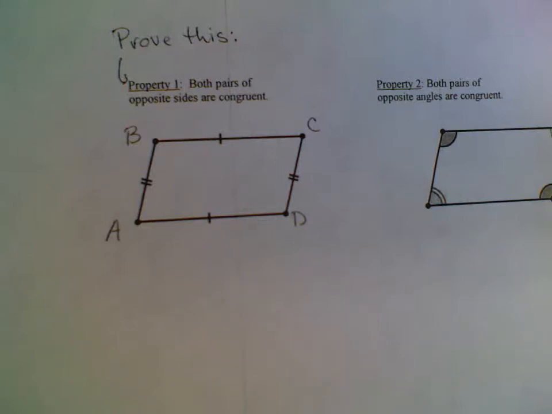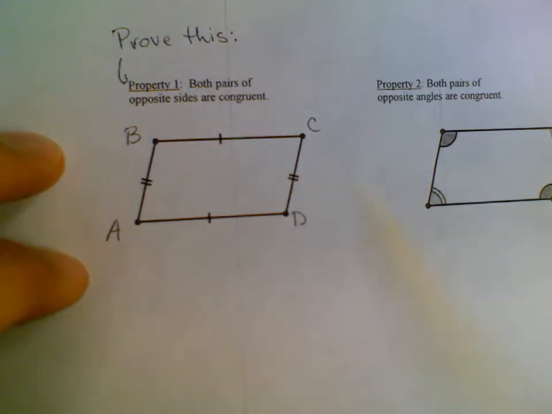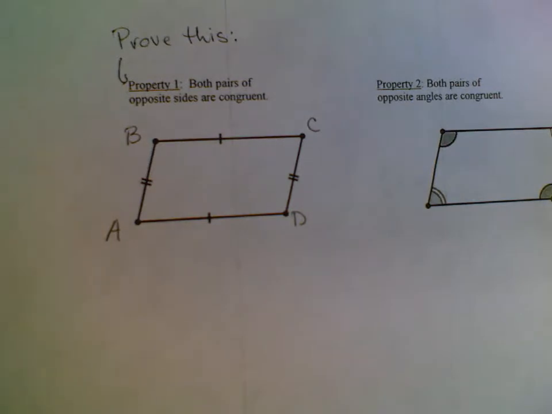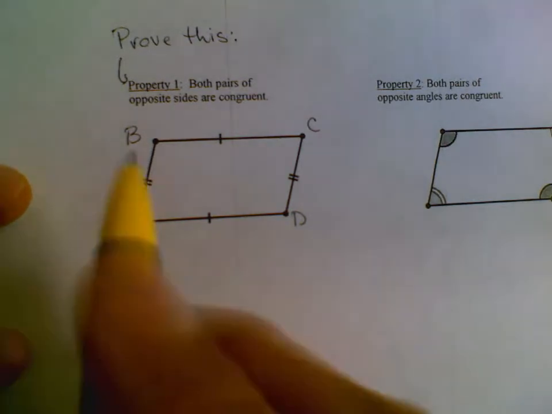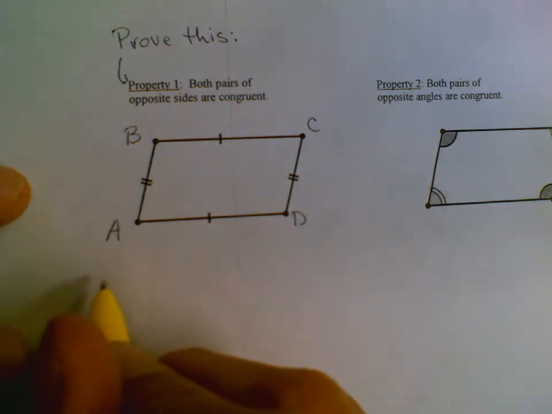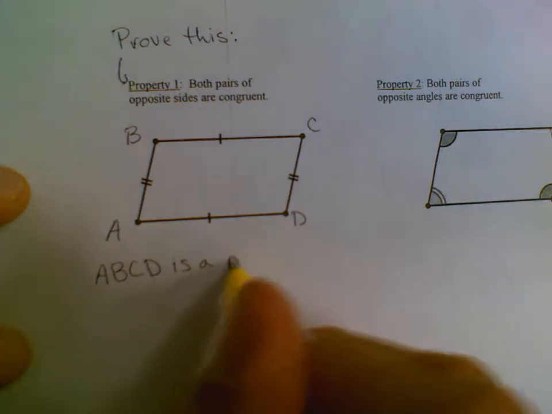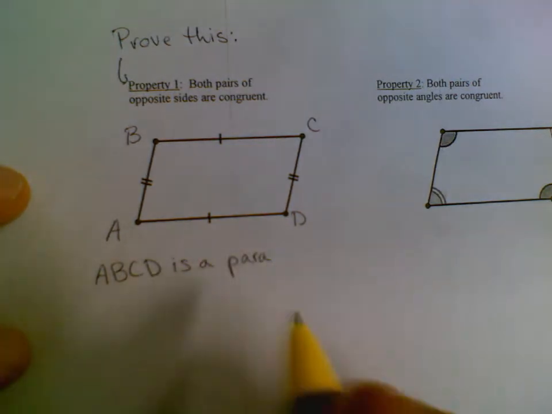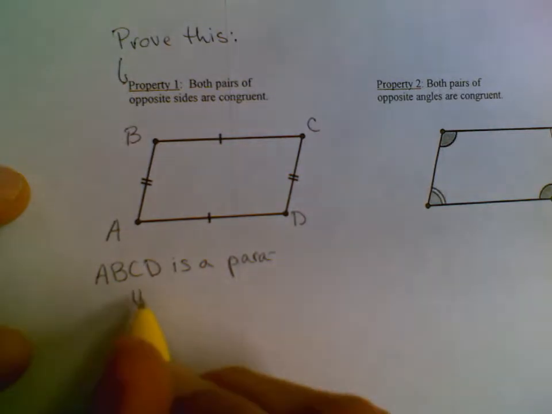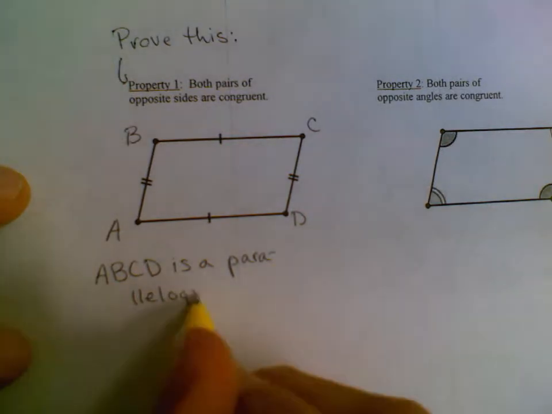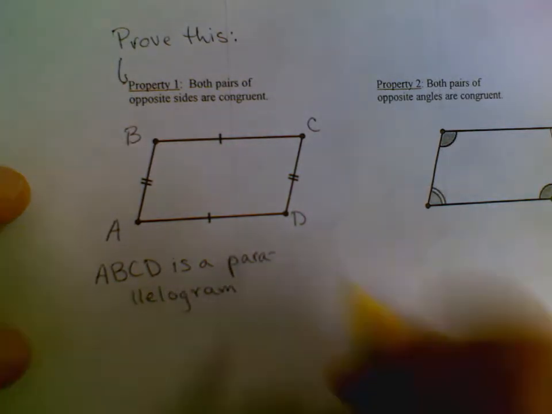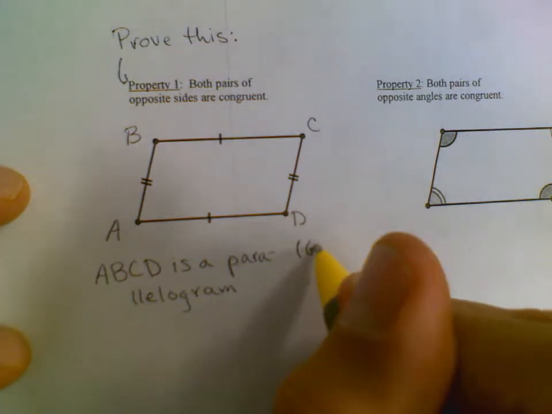Okay, so anyway, what this will do is it'll say, I want you to prove that both pairs of opposite sides are congruent, and it'll give you that ABCD is a parallelogram. Okay, so let's just write that part down first. ABCD is a parallelogram. All right, and this is going to be given.